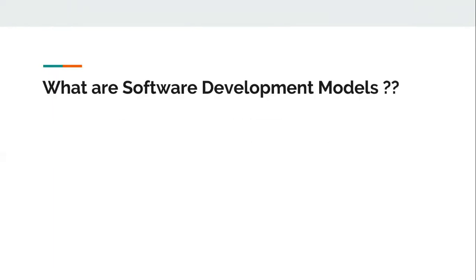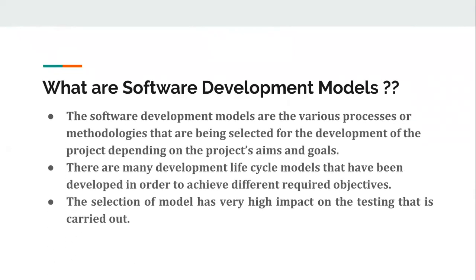So let's begin. Before going through the waterfall model, let us see what the different software development models are and what they are. The software development models are the various processes and methodologies that are selected for the development of the project, depending upon the project's aim and goals. There are many development lifecycle models that have been developed in order to achieve different required objectives. The model will specify the various stages of the process and the order in which they are carried out.